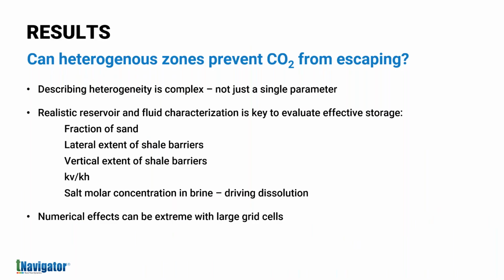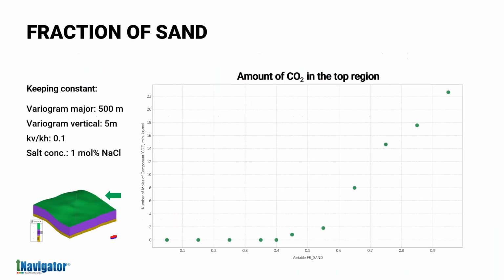And for that, we're breaking down the results into several sections, looking at the fraction of sand, the lateral extent of shale barriers, the vertical extent of shale barriers, the KV/KH ratio, and salinity as well, which has an impact on the dissolution. And numerical effects can also be extreme with large fluid cells, which we'll also have a look at. So the first plot I want to share here from the results is the effect of the fraction of sand.